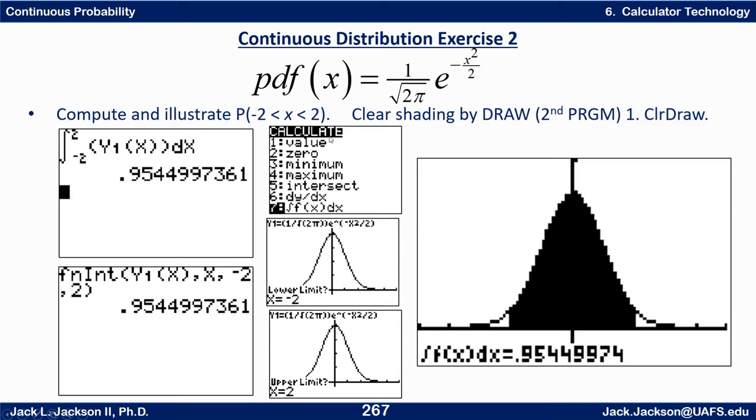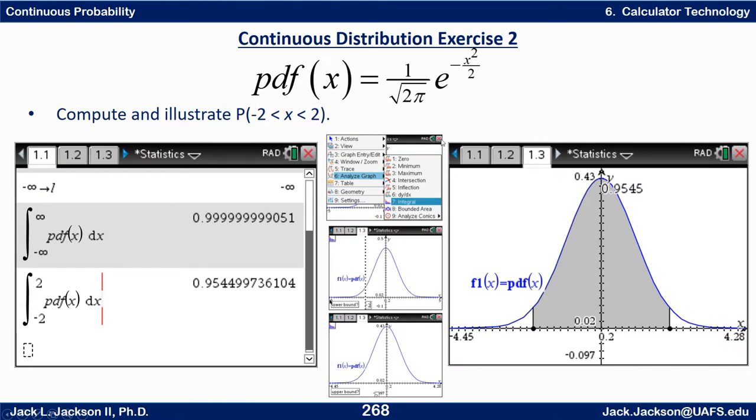To shade it, you want to do a calc, which is second trace, and choose number 7. It's asking for a lower limit, put in negative 2, enter, upper limit, put in 2, enter, and then it shades and calculates. Remember to clear draw by doing second program 1, enter, and make sure that you clear the drawing when you're done. But that area there is the probability we're looking for.